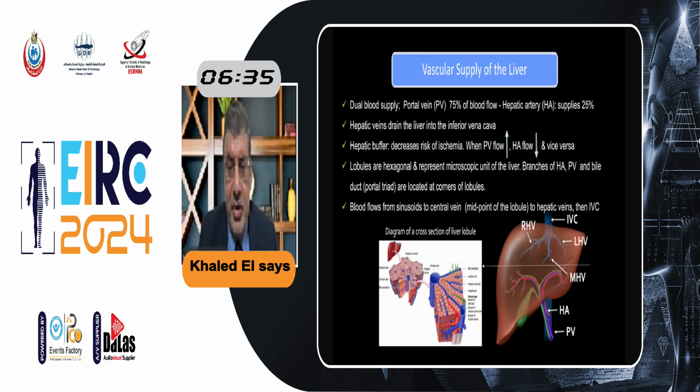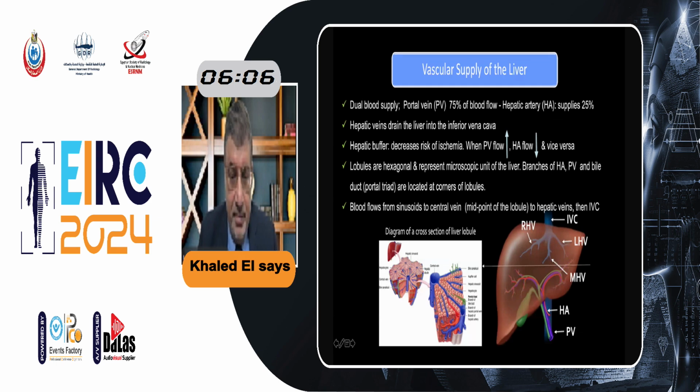So very important knowledge for us here is to know that there is significantly decreased risk for ischemia because of this dual blood supply, what's called the hepatic buffer. Because when portal vein flow increases, the hepatic artery flow decreases and vice versa. So if there is occlusion of one, there will be an increase in blood supply by the second one.